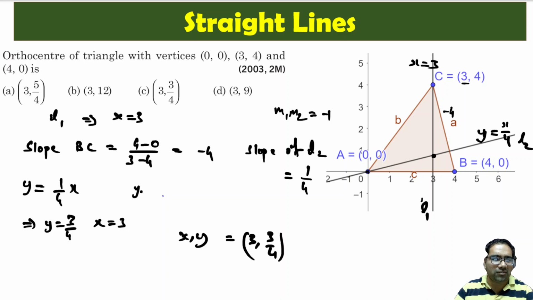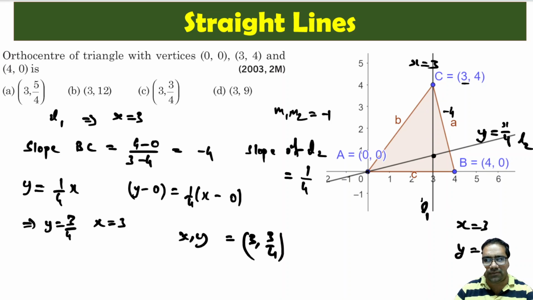Or otherwise we can use the point and slope formula: y minus y1 is equal to m into x minus x1. Both x1 and y1 are zeros, so it gives us y equal to x by 4, or 1 by 4 x. So we have got two equations: the equation of L1, which is x equal to 3, and the equation of L2, which is y equal to x by 4.